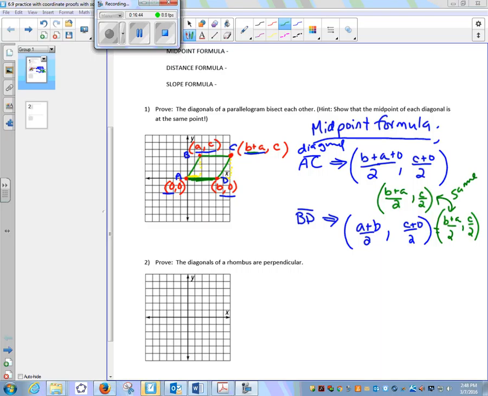Right? Does that make sense? That's it. That's all you needed was two diagonals, two midpoint formulas. Remember, you need to make a conclusion. Since AC and BD have the same midpoint, then diagonals of a parallelogram bisect each other. And that's what we were trying to prove.